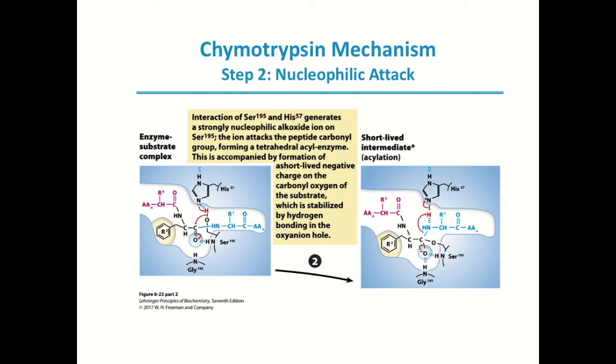So here, the oxygen is attacking the carbonyl carbon, breaking that pi bond and moving those electrons up onto the oxygen. The negative charge on the oxygen, shown here, is stabilized in the oxyanion hole through hydrogen bonding to the NH groups on the serine 195 and the glycine 193. So here we see the hydrogen bonds forming, and this is a stabilizing effect.